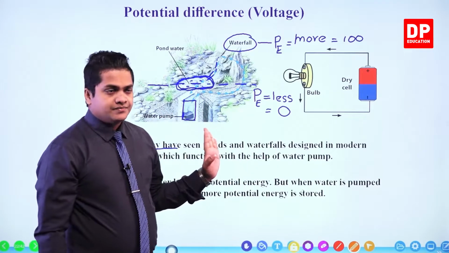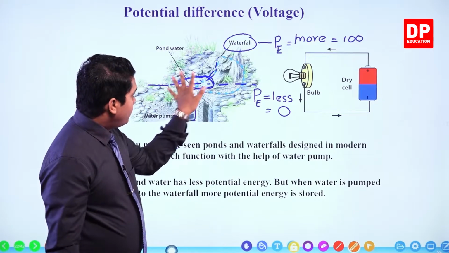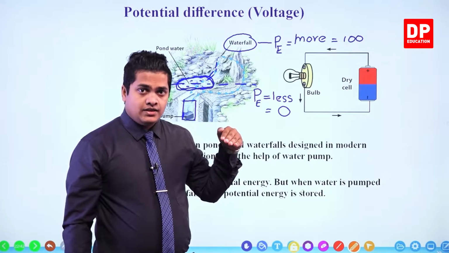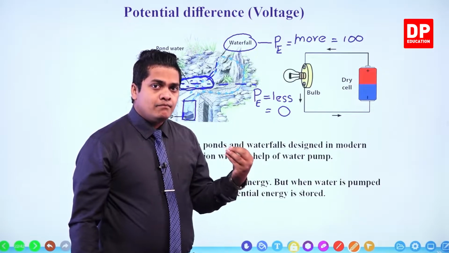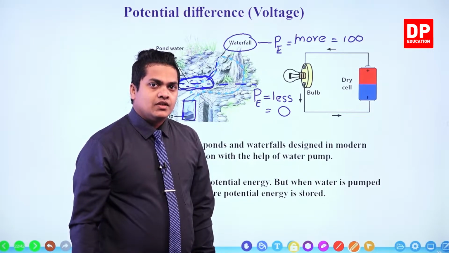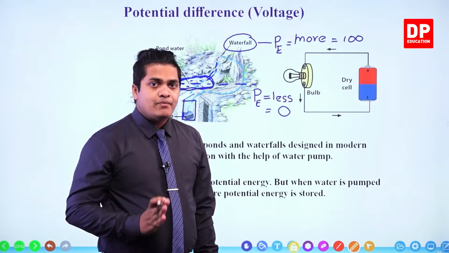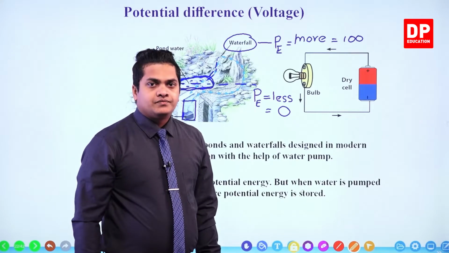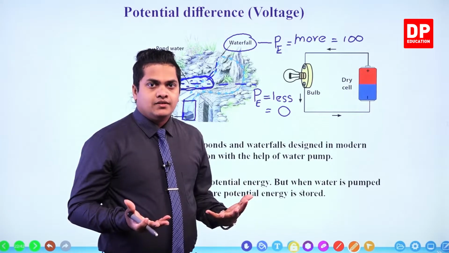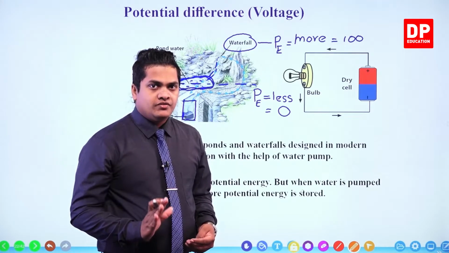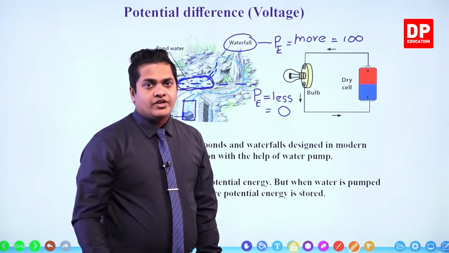Like in this figure, right? The water in the pond is very still. It can't move, because it is at the same potential level. So the potential energy of all water particles within the pond is equal. Therefore there is no potential difference there, which means the water in the pond is still, or at rest.